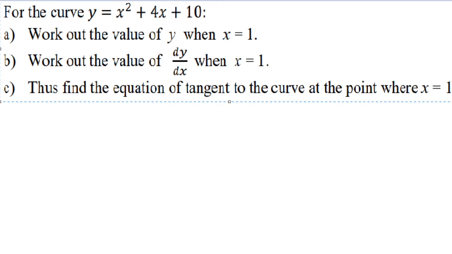In this lesson, I'm doing another question. In this question, they say for the curve y is equal to x squared plus 4x plus 10. Let me write here the topic, which is differentiation. I'm writing with the red color.